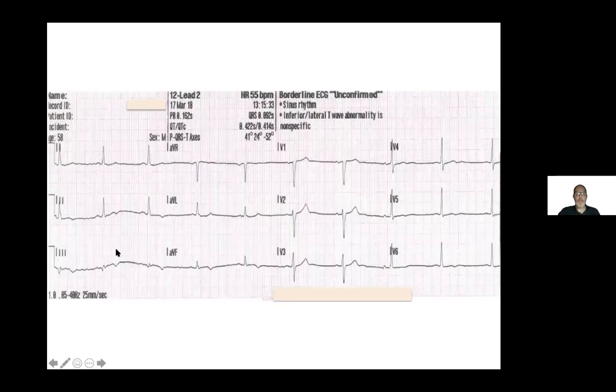And if we look in 2, 3, and AVF, we have flipped T waves on a normal 12 lead in which your patient would have inverted T waves. Those leads is AVR, because everything in lead AVR is naturally inverted because that camera, that lead, always sees the electrical impulses going away from it, which means AVR should always be negative. The other lead in which you're allowed to have inverted T waves is lead V1.